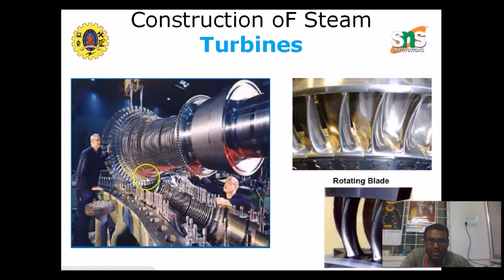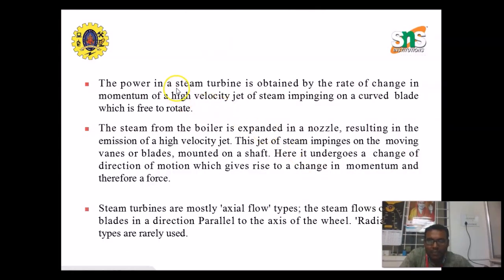This is the image of the steam turbine. This is the rotating blade. This is the stationary blade. The power in the steam turbine is obtained by the rate of change in momentum of the high velocity jet of steam impinging on the curved blade which is free to rotate.